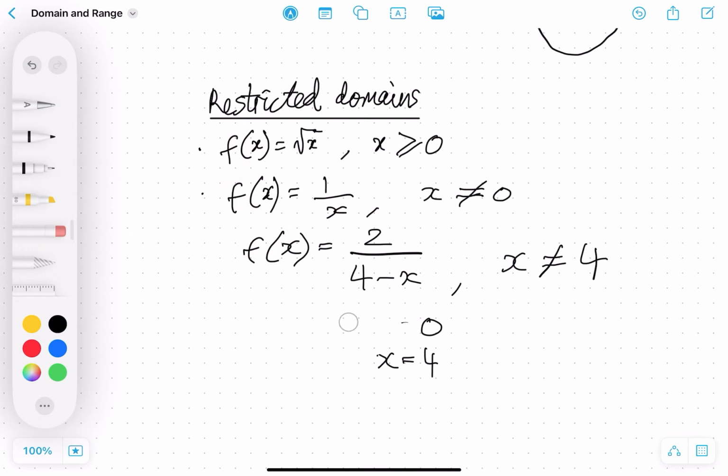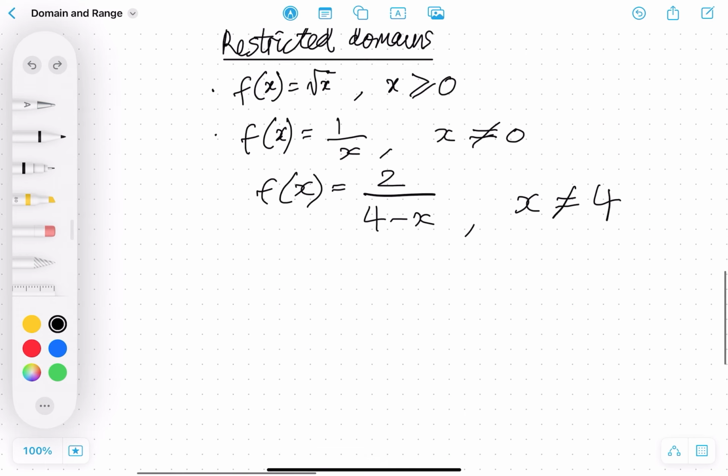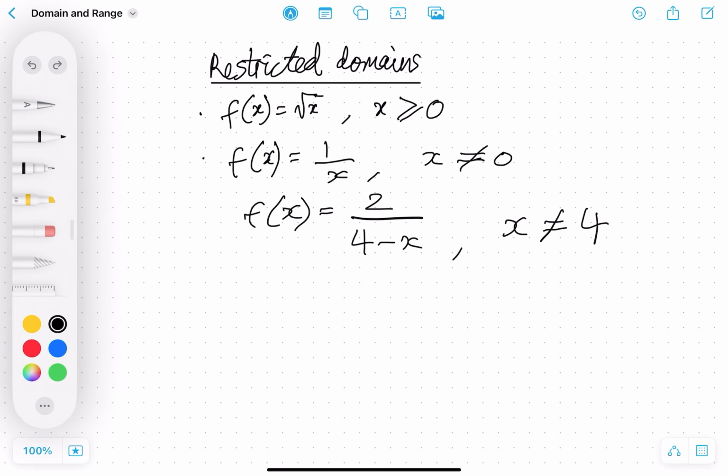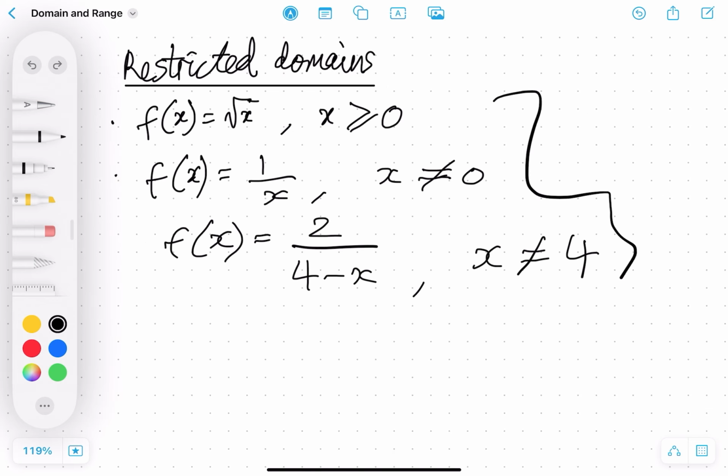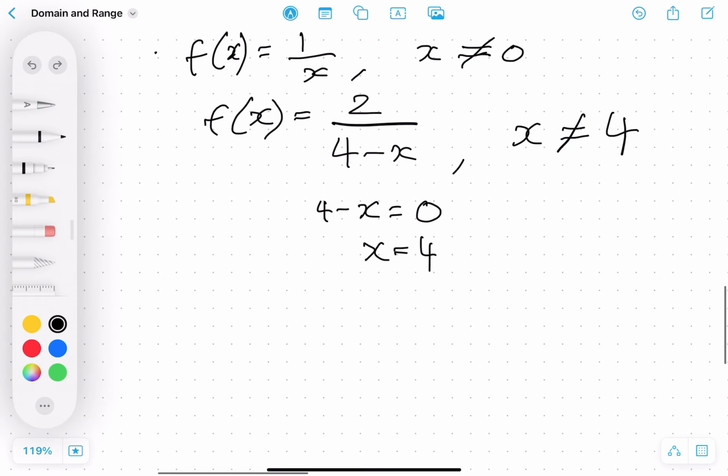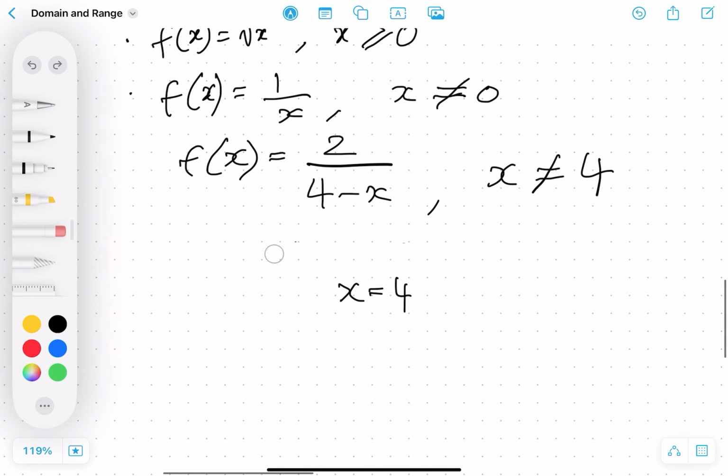So always be careful with these, between these two. Make sure you're able to differentiate between them and find the domain and restrict the domain appropriately. But sometimes a domain may be restricted by choice. These ones are restricted by mathematical convention, because you can't have a square root of a negative number and you can't have a fraction with denominator 0.